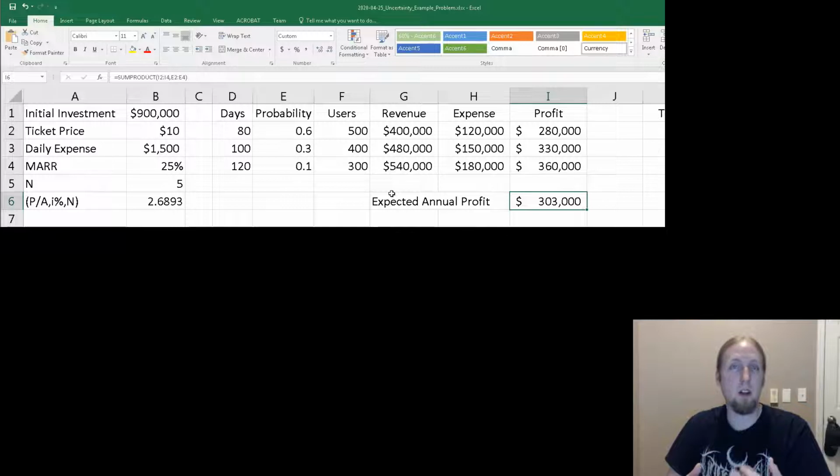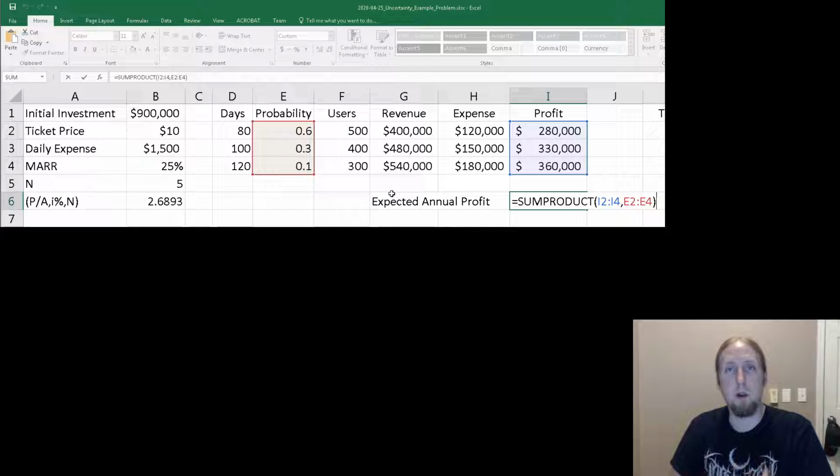Then, using the law of total probability, we need to take the profit from each outcome, multiply it by its probability, and then add that up to create our weighted average of the expected value for the annual profit.